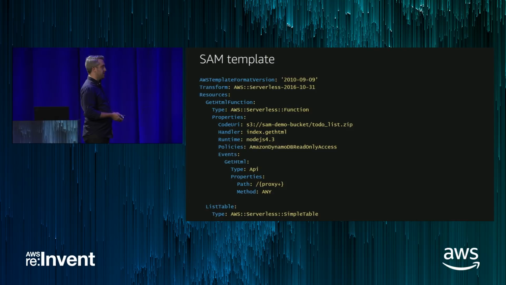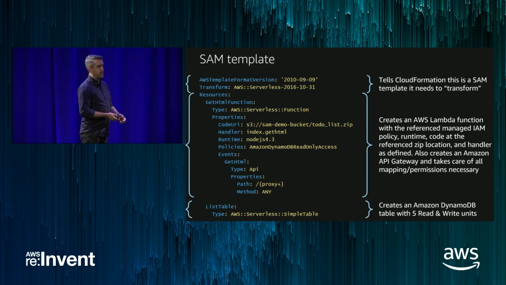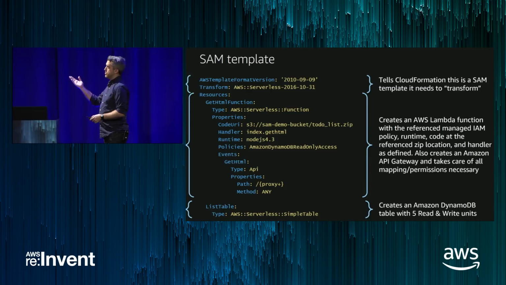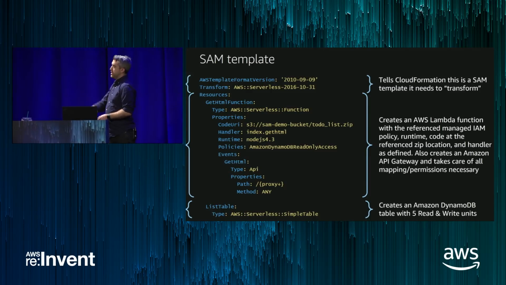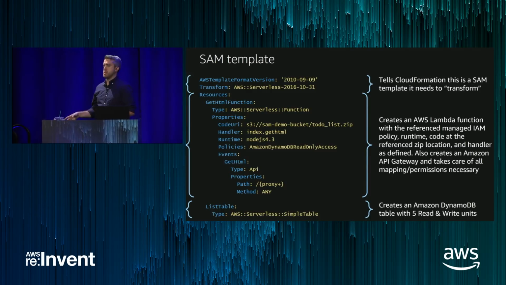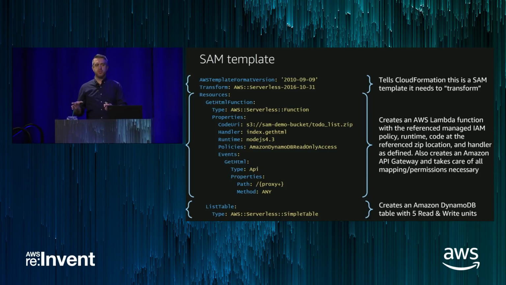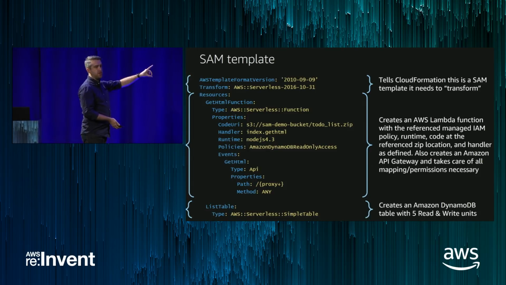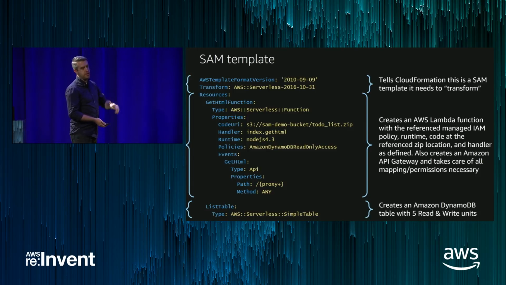So this is an example of a SAM template. And we won't go through this line by line, but what I want people to get from this slide is that there's technically 3 things going on inside of this template. The first are headers. The second line up there is called the transform. What this does is it tells CloudFormation that this is a special kind of template, and we need to do some pre-processing on it. Then what we have in the rest of the template are 2 different resources. One is a serverless function, and the other is a simple table.